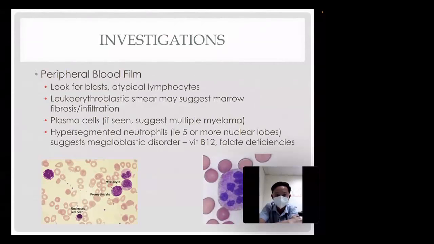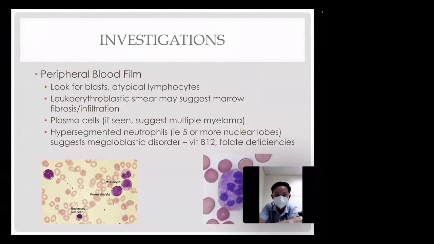Especially if we see a peripheral blood film reported as a leukoerythroblastic picture, it may suggest bone marrow fibrosis or infiltration. Leukoerythroblastic means that there is an outpouring of immature forms of red cells and white cells. That means the marrow itself is crowded, and this leads to overpouring of the immature cells into our peripheral blood.